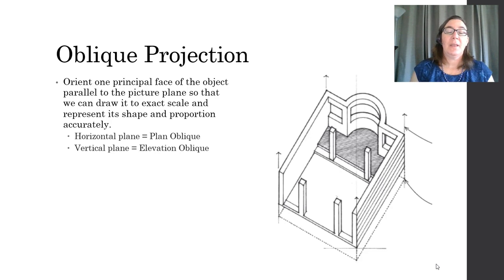Oblique projection is another type of paraline projection. And with this one, we orient one principal face of your form or your object parallel to the picture plane. Remember that sheet of glass that the observer is looking at? And we can draw that one plane, that one face to exact scale, and it will accurately represent its shape and proportion.